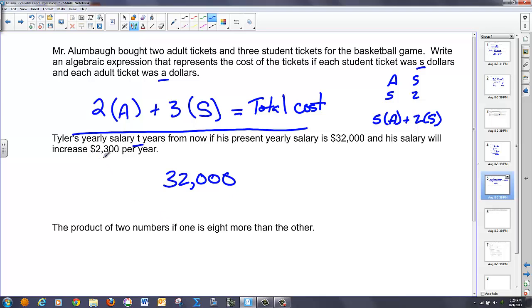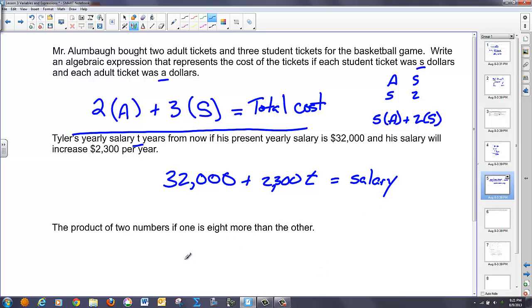So if I add $2,300 once, that's for 1 year. If I do it twice, that's for 2 years. If I do it 3 times, that's for 3 years, and so on. Now, instead of adding 2,300 3 times for 3 years, I could just multiply 2,300 by 3. Since we don't know our total number of years, I can multiply my 2,300 by 2 years, and this will be my salary after 2 years.